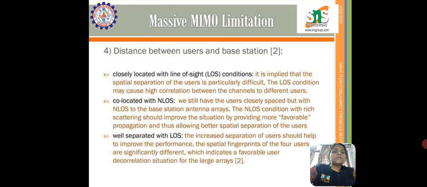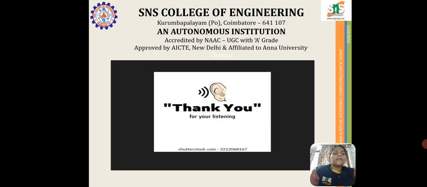So next is the distance between the user and base station. When the users are closely located with a line of sight condition, it means the spatial separation of the users should be particularly difficult. Next, we still have users closely spaced but with a base station antenna array. Next, the increased separation of the users should help to improve the performance, and the spatial fingerprints of the users are significantly different. So if you have any doubt related to these MIMO systems, please feel free to contact me. Thank you, students.